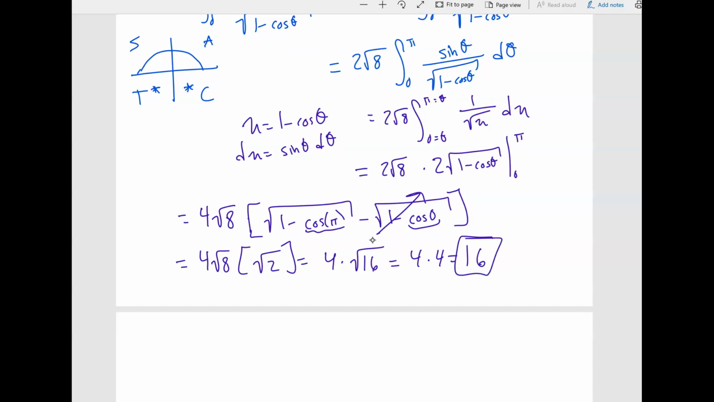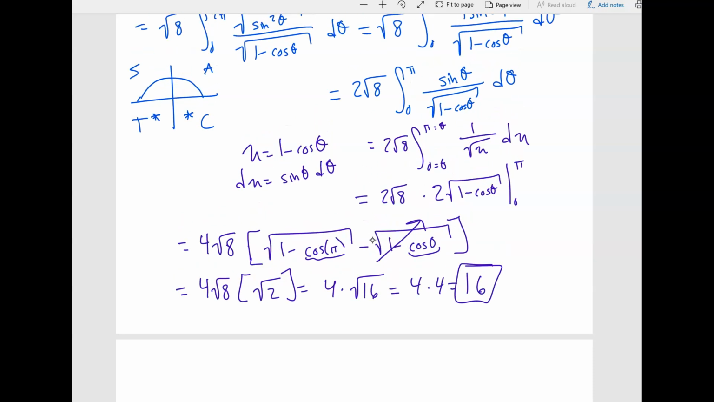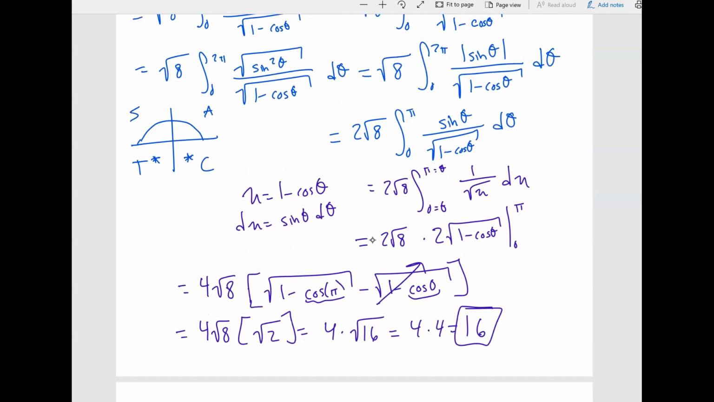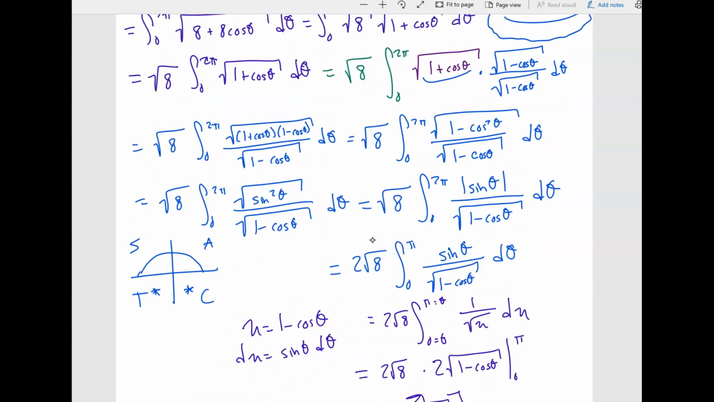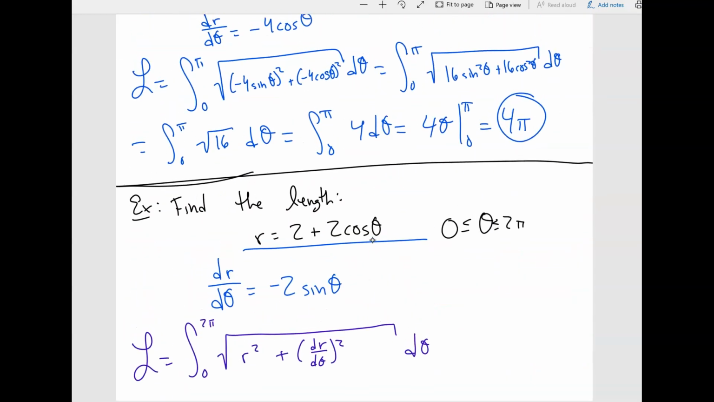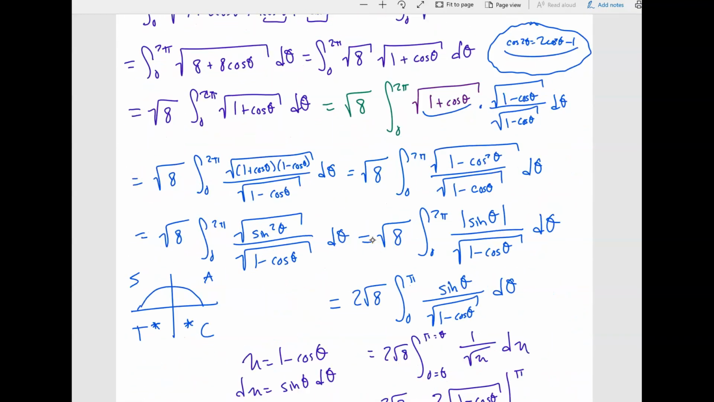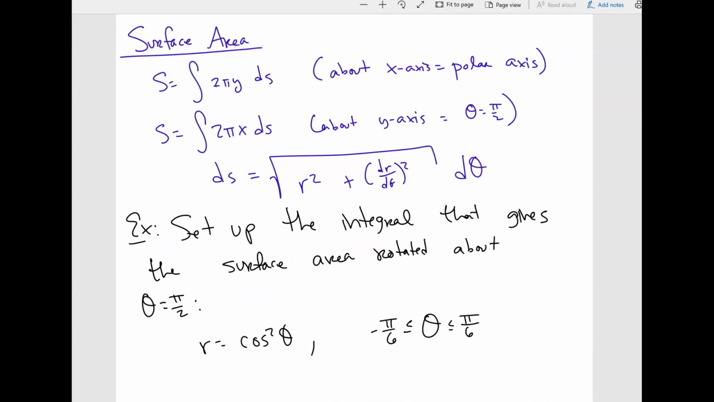Okay, so that was such a long problem, but it involved a lot of tricky integration. It really just depends on what the function looks like, the length. Okay, so the last thing that we will do is surface area. We have two different types of formulas.